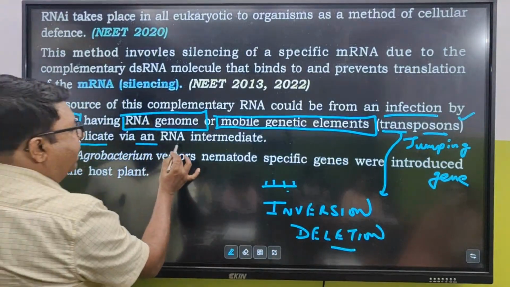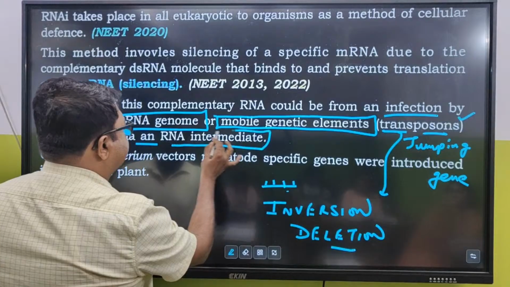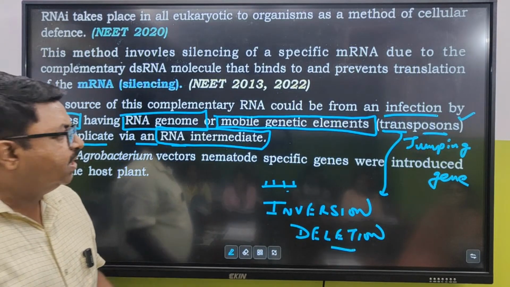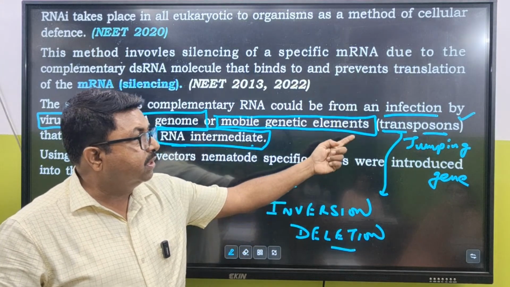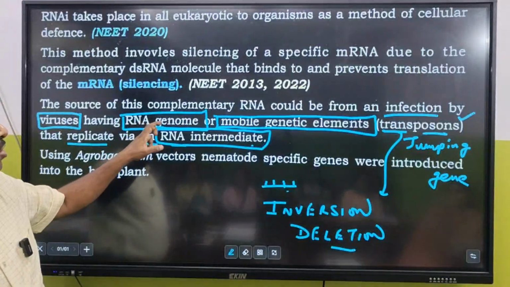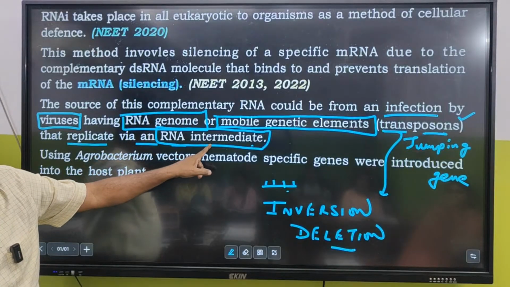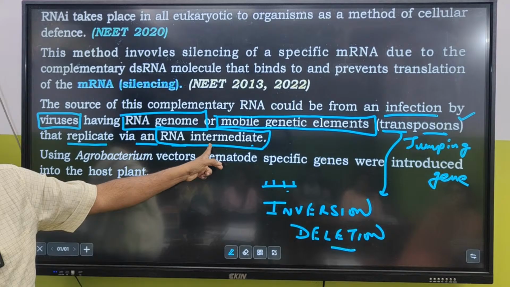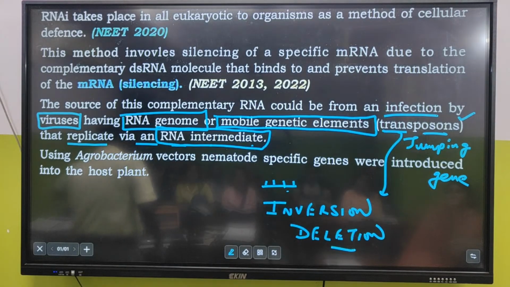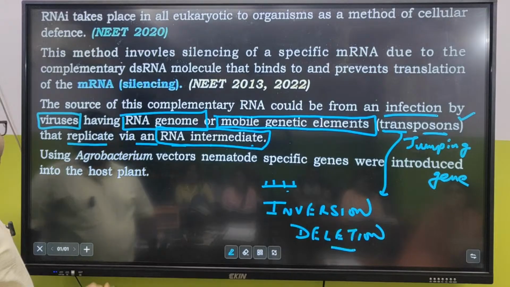That replicate via an RNA intermediate. What is the meaning of RNA intermediate? That means this particular RNA genome can get replicated by an RNA intermediate. That means some of the RNA from outside is being introduced. Some of the RNA has been introduced from outside, which is called an RNA intermediate.